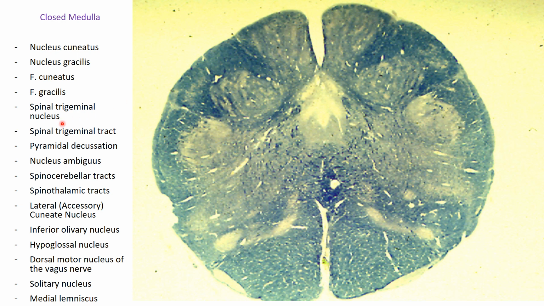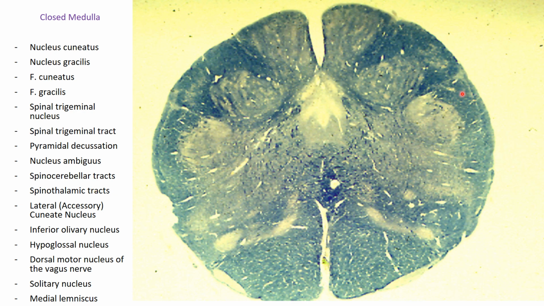The spinal trigeminal nucleus is still located laterally in this region with its associated tract. Pyramidal decussation right here in the front, although we can see that we're a little bit more superior to this because the medullary pyramids are becoming a lot more defined. The nucleus ambiguus is going to be located in this more medial and anterior portion. That's going to be your branchiomotor components located in this region here.